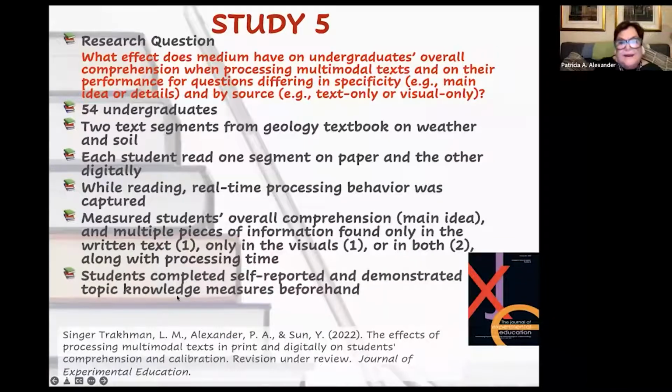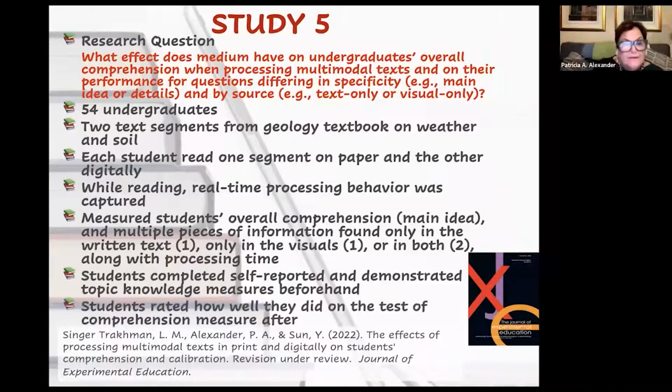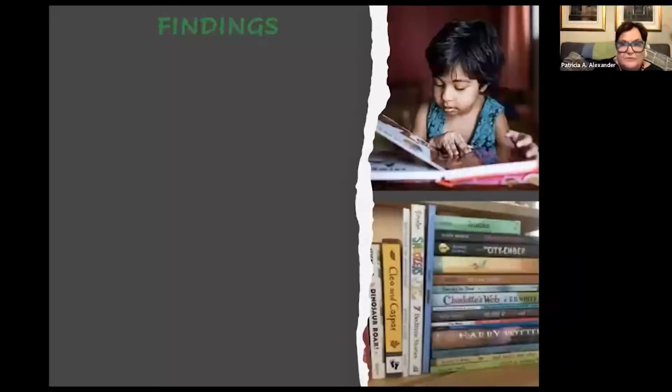All right. And then they completed both a self-report guess of how much they knew about these topics, but then they also took a topic knowledge measure, so we could compare calibration there as well as calibration at the end. Students rated how well they did on the test, just like we've seen before. Now, here we go. You can probably, let's see, making predictions, right?